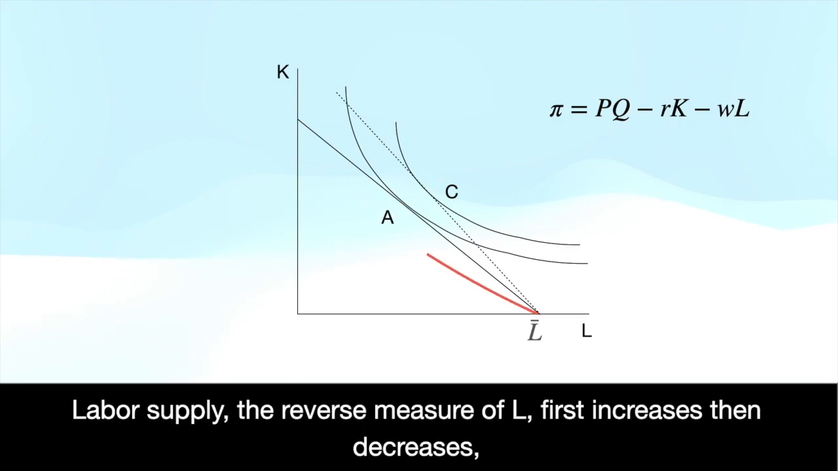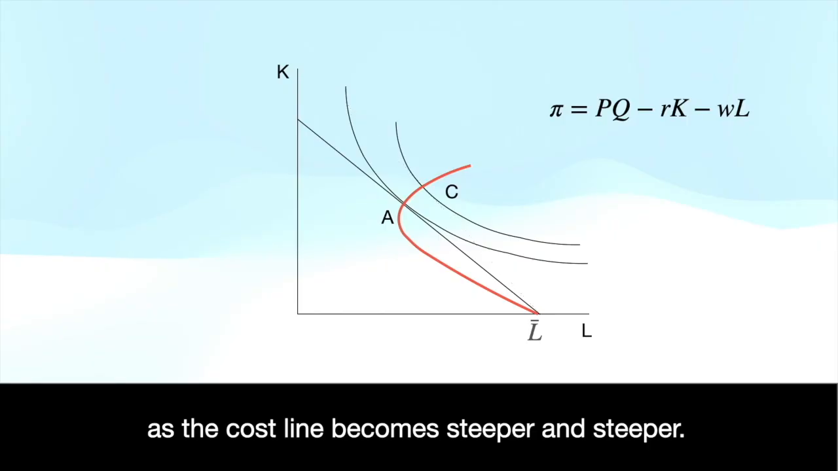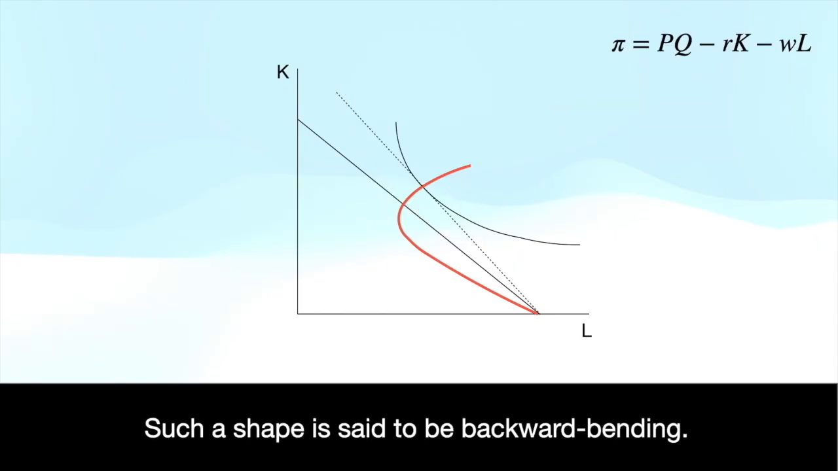Labor supply, the reverse measure of L, first increases then decreases, as the cost line becomes steeper and steeper. Such a shape is said to be backward bending.